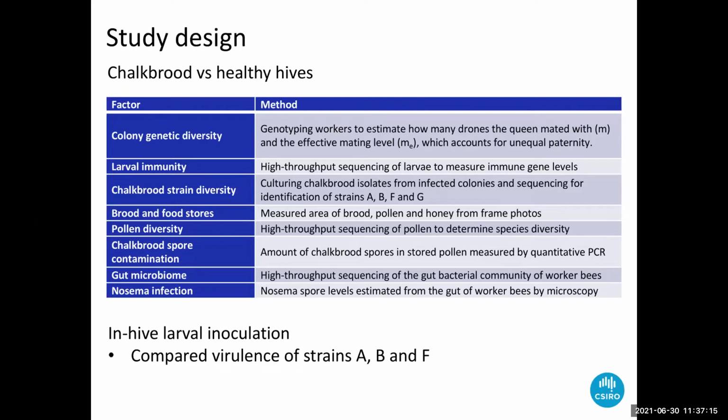we looked at the levels of brood and food in the hives. We examined the diversity of pollen in those hives using metabarcoding, and we also used a quantitative PCR approach to look at the levels of contamination of that pollen with chalkbrood spores. We were also interested in whether there are differences in the gut microbiomes of adult bees in healthy and infected hives. And lastly, we included levels of nosema as a potential contributing factor. And then in a separate experiment, we also took an in-hive inoculation approach to expose larvae to 3 different chalkbrood strains, to compare the virulence of those strains.